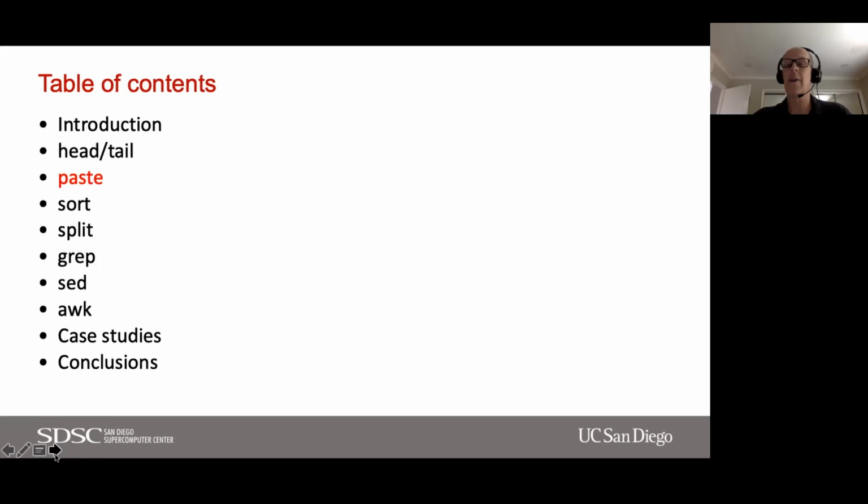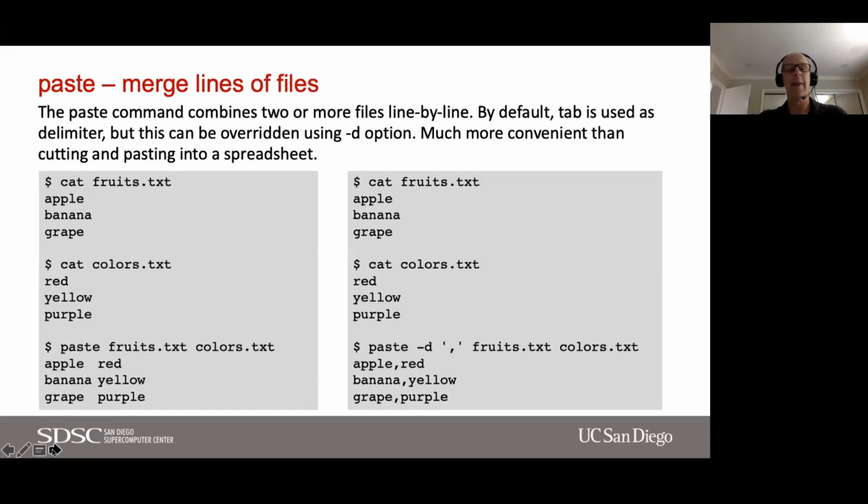Okay, I'm going to move on to paste, which I think is a pretty simple tool and yet really, really convenient. What paste is going to do is merge the lines of a file. So it combines 2 or more files line by line. And by default, the fields are going to be separated by tabs, but you can override that using the -d option.